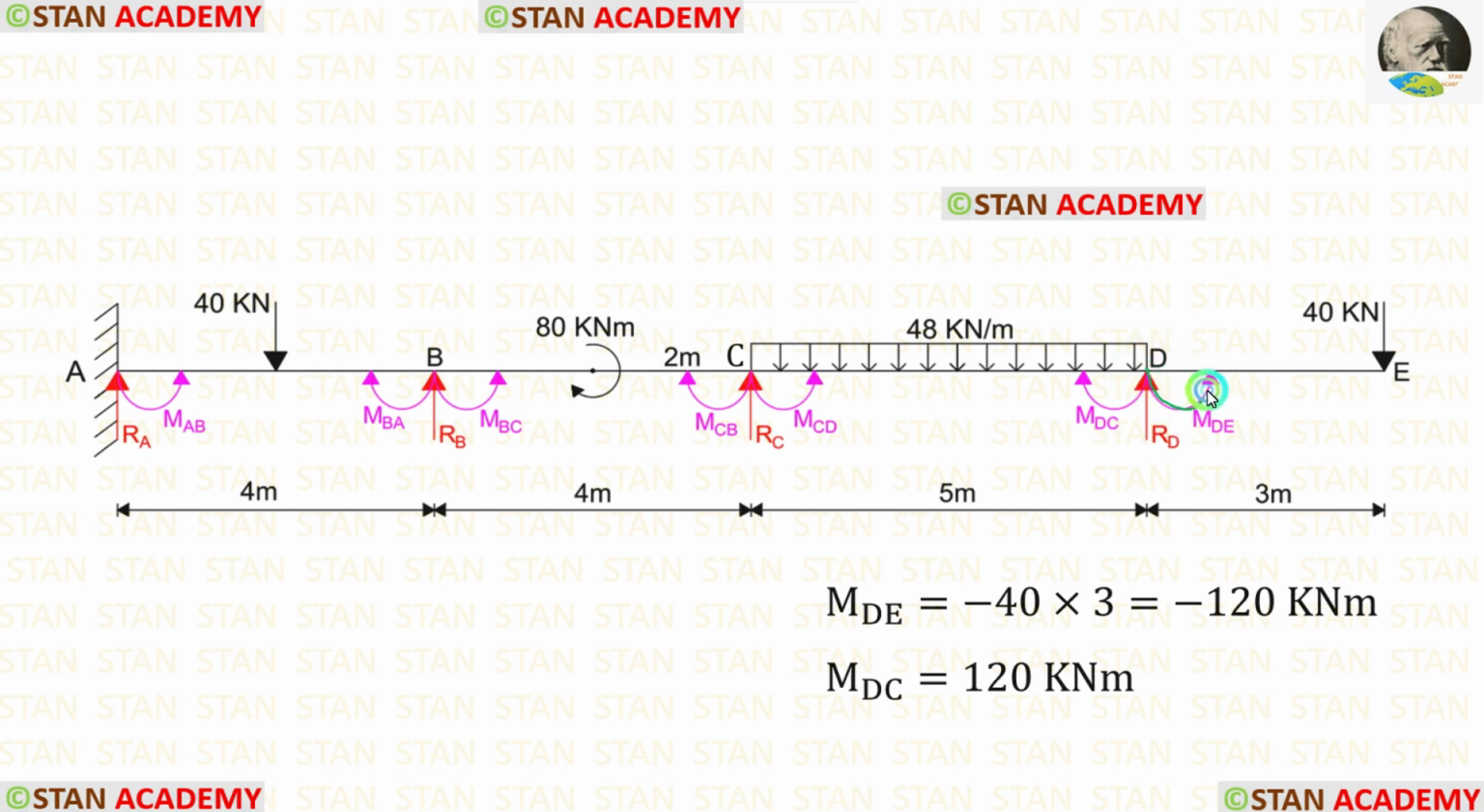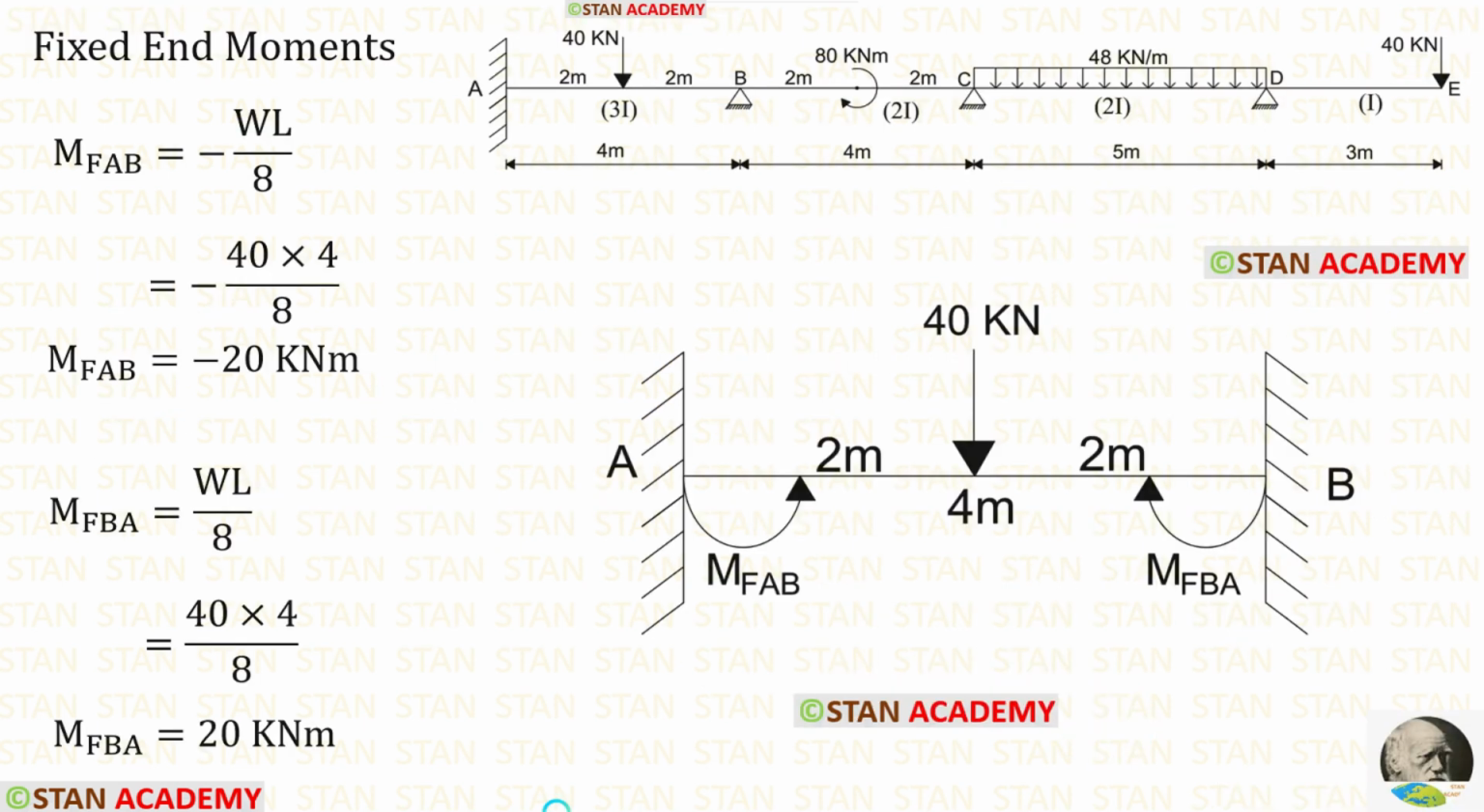MDE is acting in the anti-clockwise direction. It should be negative. MDC is acting in the clockwise direction, so it should be positive, but both of them will be having the same value. In this concept, we can calculate MDC very easily. For that, we have to just change the sign of MDE. When we do that, we are getting positive 120.